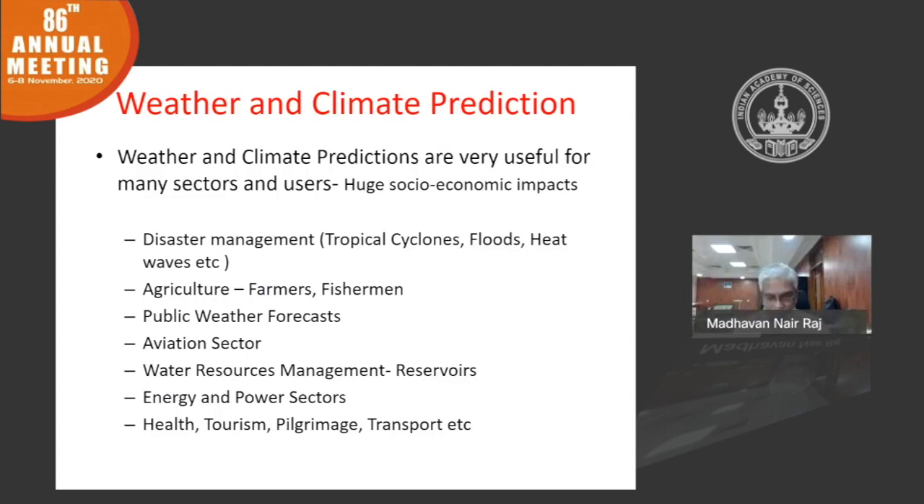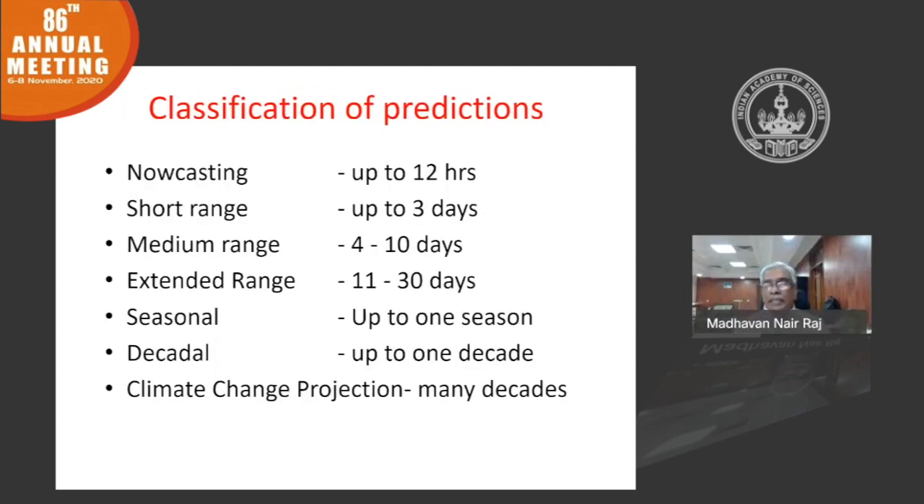So there are many. And for the classification of prediction, we predict in different time scales, starting from nowcast. Nowcast means you tell an event which is going to happen in the next few hours, maybe 3 or 4 hours. A short-range forecast, which is very well known to our general public, is a forecast for the next 3 days of what will happen, whether heavy rainfall can occur, or whether a heat wave can start, whether a cold wave can start, whether a thunderstorm can happen. This kind of forecast we call a short-range forecast for the next 3 days.